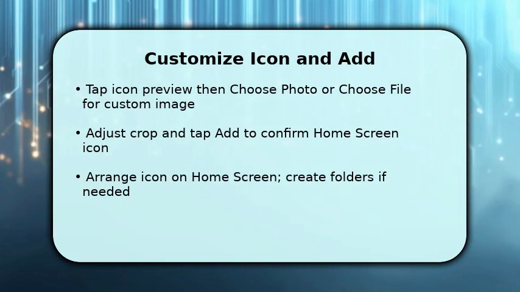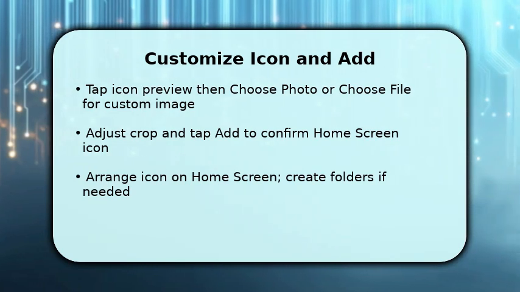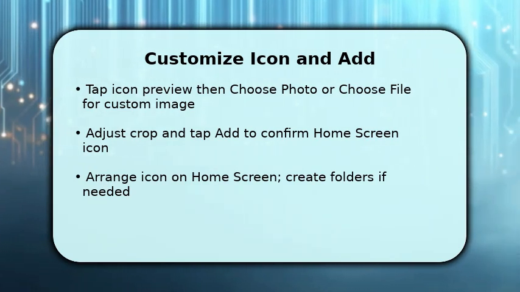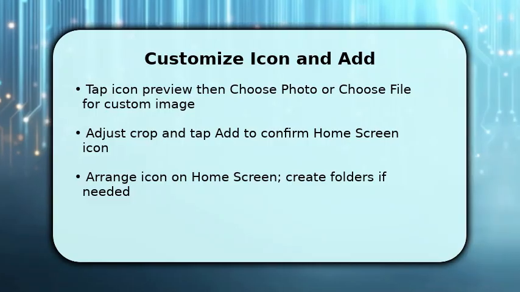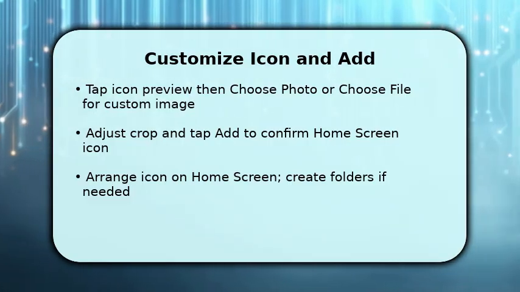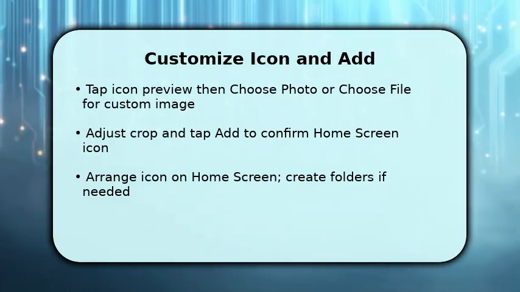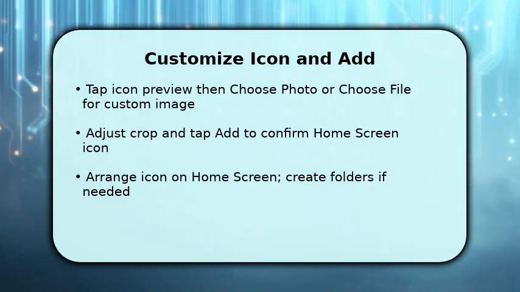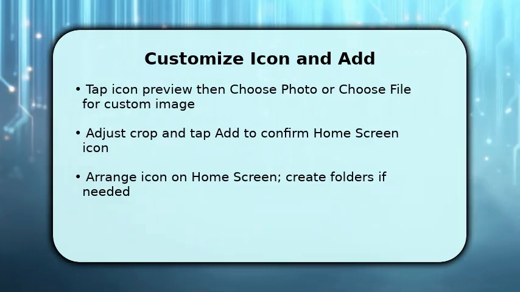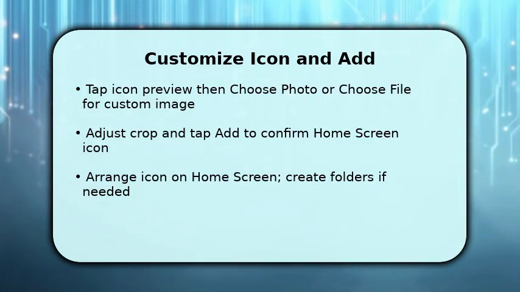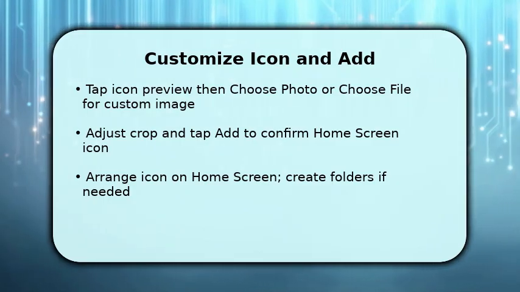Now customize the visual. Tap the icon preview in the Add to Home Screen sheet and choose Photo, File, or Take Photo to supply artwork. Once you select an image, adjust the crop so the important part is centered, then tap Add to place the shortcut on your home screen. Make sure to position it where you want. You can drag into folders or pages.